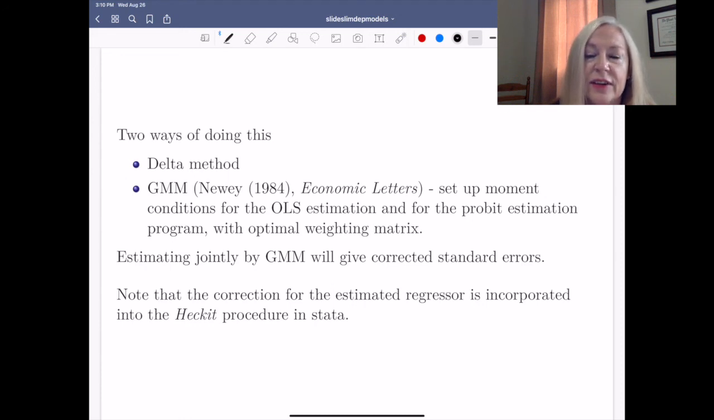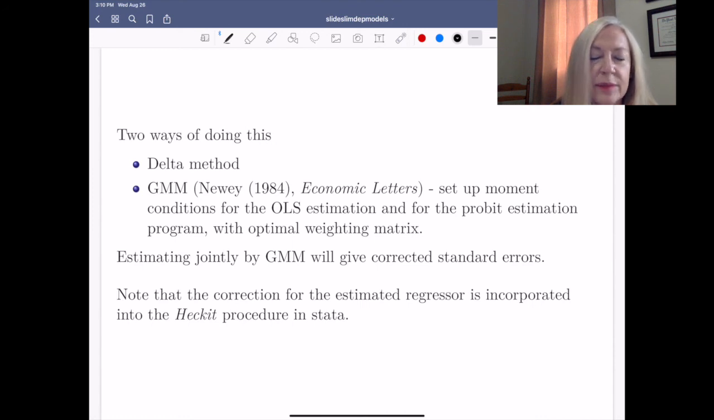He shows how you can set this up as a GMM problem, where the moment conditions are the conditions from the regression combined with the conditions from the first order condition from the probit model. Because the first order condition from the probit is a moment condition. So if you use those two moment conditions at the same time with the optimal weighting matrix, that would give you the correct efficient standard errors. So that's a nice little paper, actually.